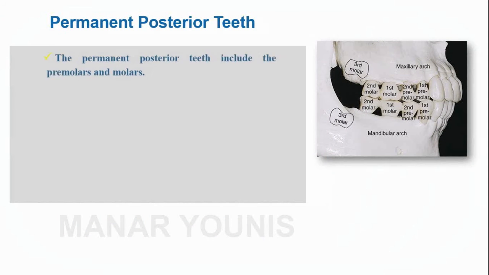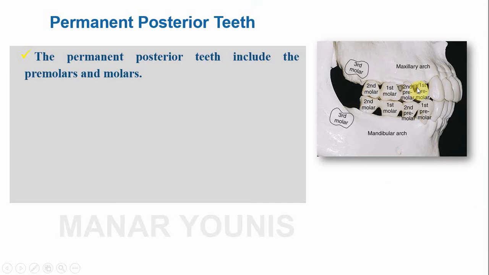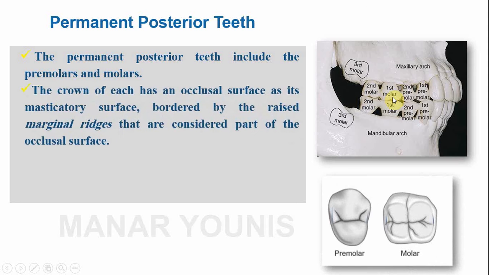The permanent posterior teeth include the premolars and molars. We have two types of premolars, the first and second premolar, and three types of molars in each quadrant. The crown of the posterior teeth is characterized by having an occlusal surface as its masticatory surface rather than having an incisal edge or ridge as it's found in the anterior teeth. The occlusal surface is bordered by the raised marginal ridges, which are considered part of the occlusal surface rather than the lingual surface like anterior teeth.